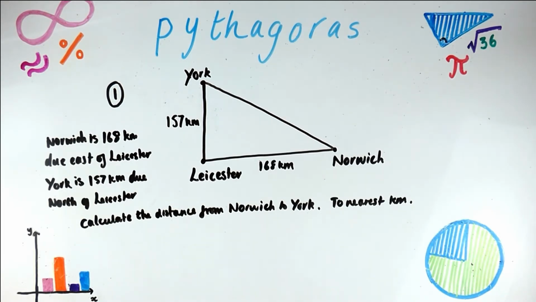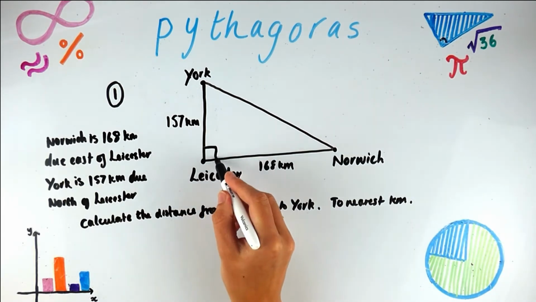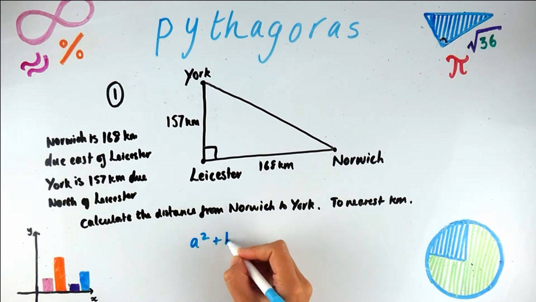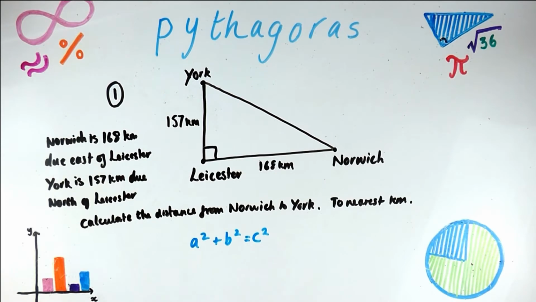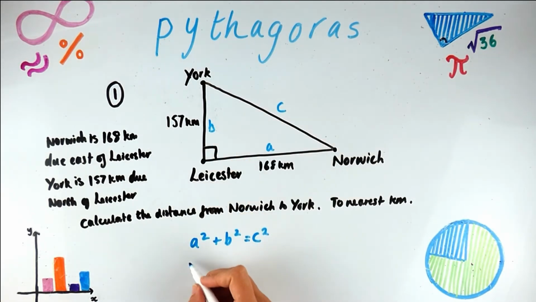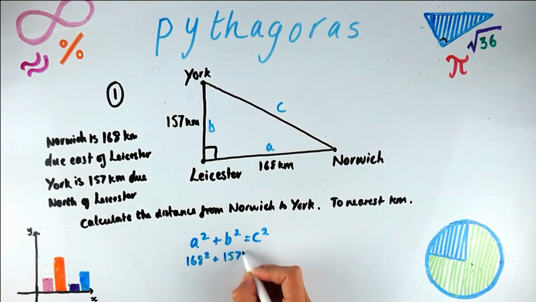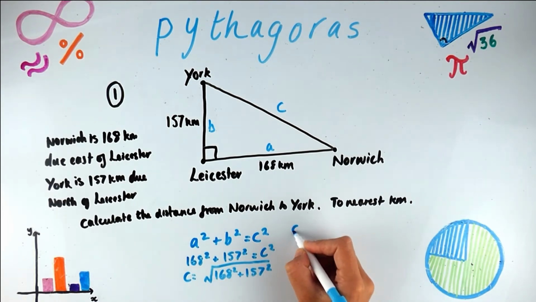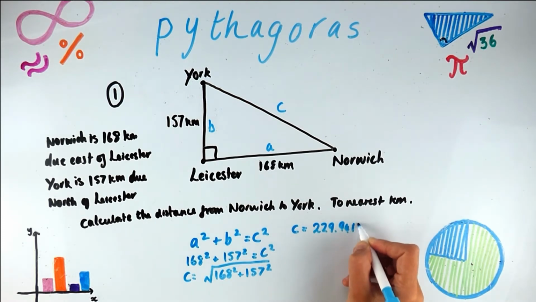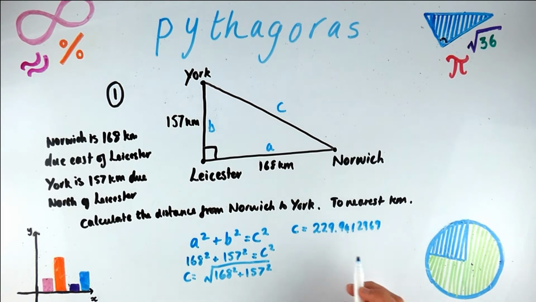So first thing we do is recognise that it's Pythagoras. It has a right-angled triangle. And we write down the formula. We then put a, b and c on the diagram. Sub in the numbers. And then type it on the calculator. And remember at the end it says to the nearest kilometre, so we just round that to 230.